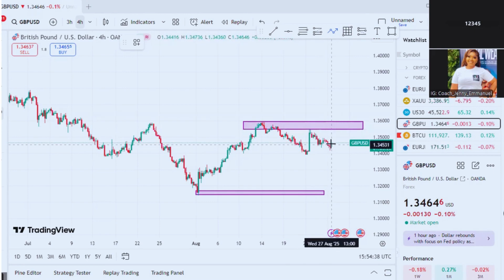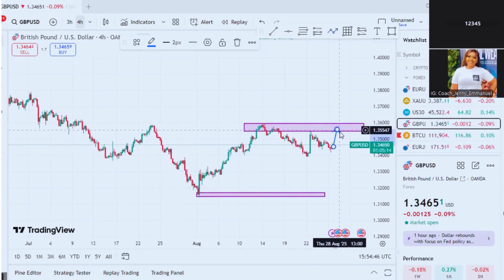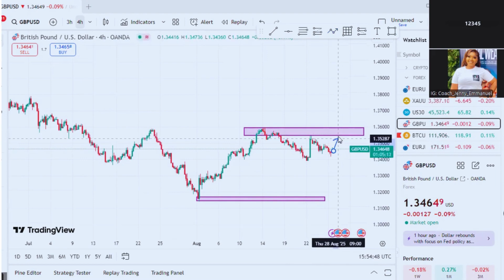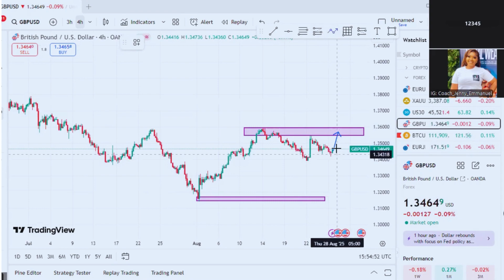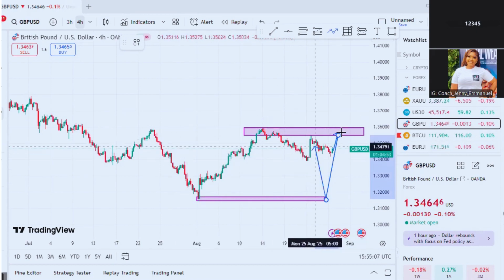Except what I'm going to do if I'm to trade this, if I'm a supply and demand trader, I'm going to do this, wait for the price to react off here. Then I'm going to buy it back down to the demand zone. So this is my demand zone.